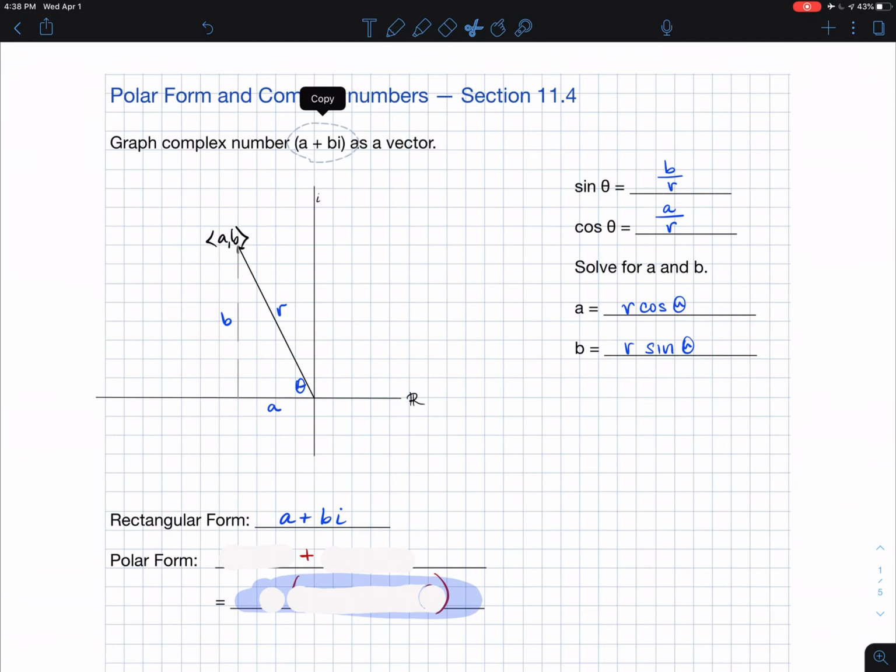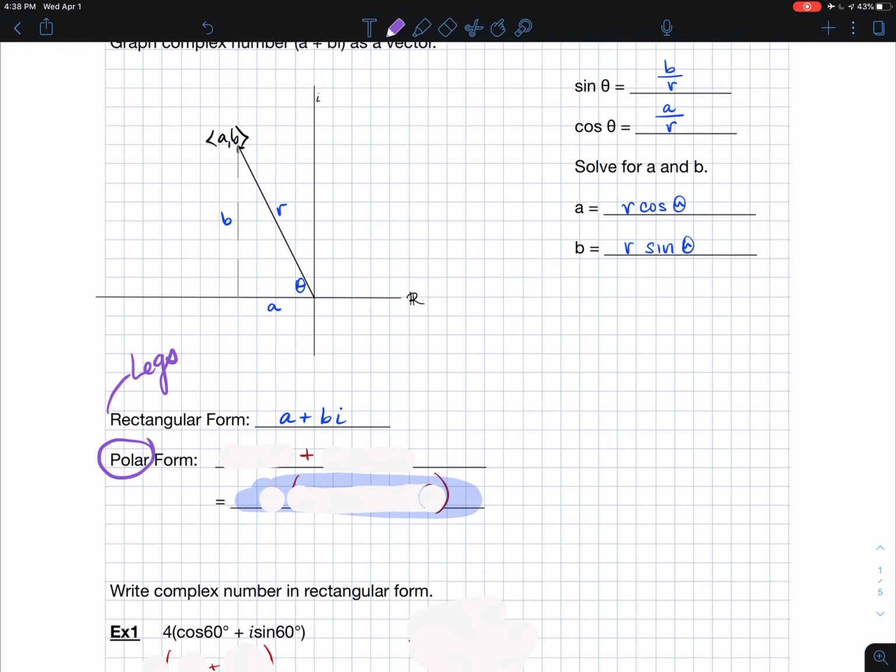Now, a plus bi, as I mentioned in the notes video, is considered your rectangular form. The word rectangular is always going to refer back to the legs. Remember that in section 11.3, we divided our brain into two sections: the legs portion and the r's and thetas portion. So anytime you see the word rectangular, that's always going to mean legs. In the same way, anytime you see the word polar, polar is always going to mean r's and thetas.